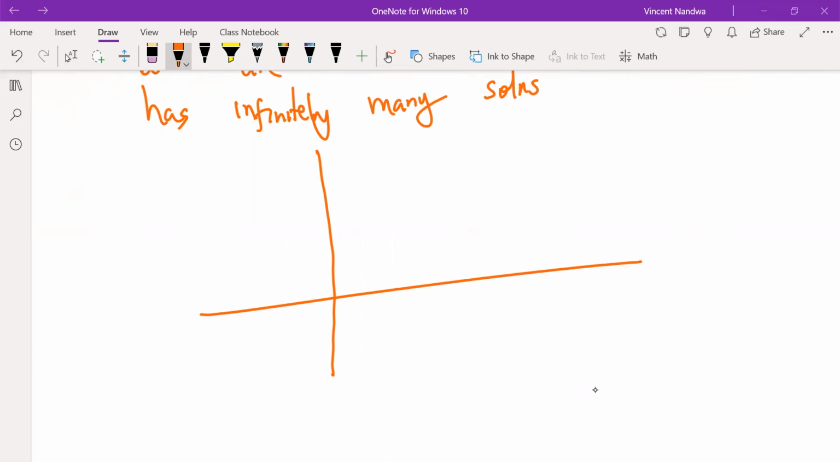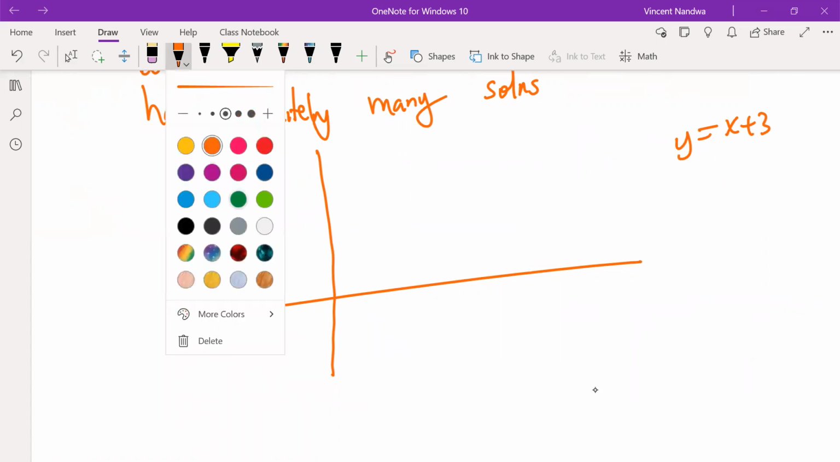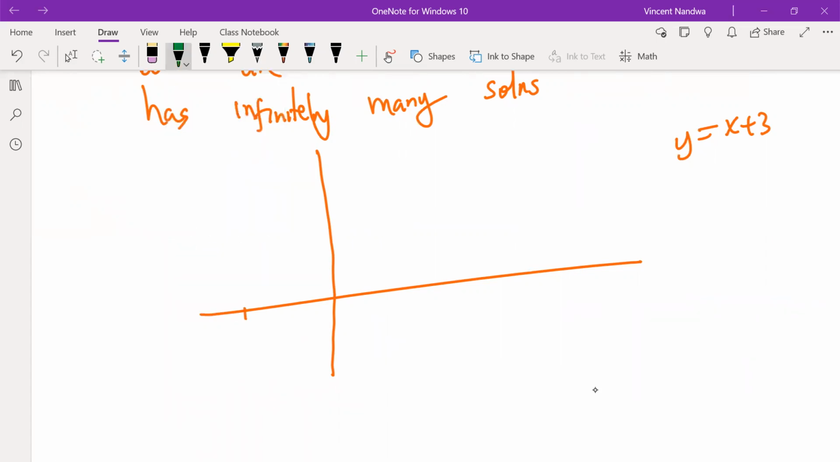x-intercept is, so we have y equals x plus 3. X-intercept means when y is 0, so minus 3, and y-intercept is when x equals 0, 3. So this will be where this is 3 and then this minus 3. So this is the line y equals x plus 3. So has infinitely many solutions.